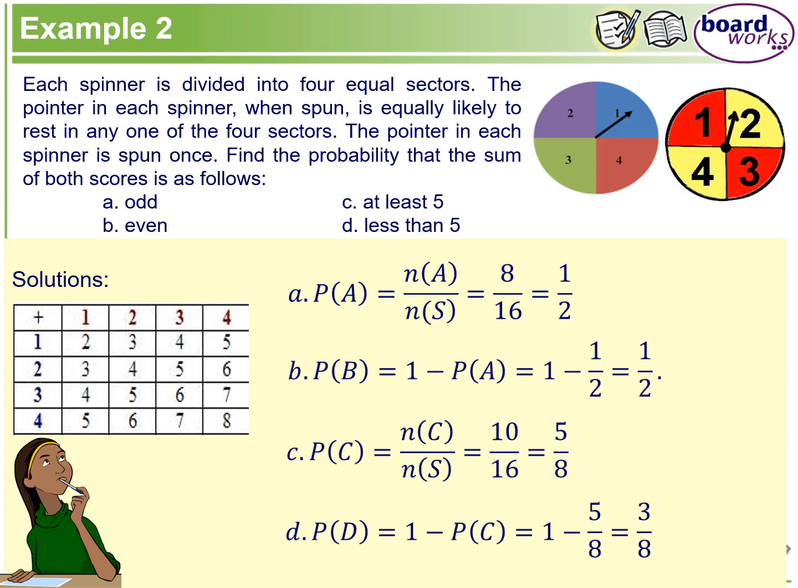This is also the complement of at least 5. Less than 5 is the complement of at least 5. That means we will just subtract 1 minus letter C, which is 5 over 8. So what is 1 minus 5 over 8? That is 3 over 8.